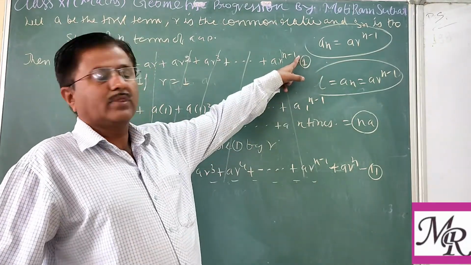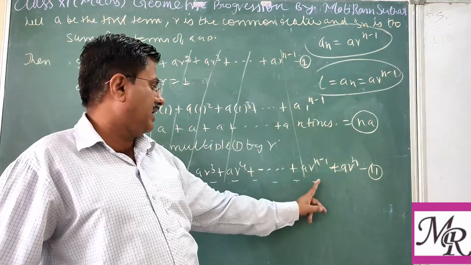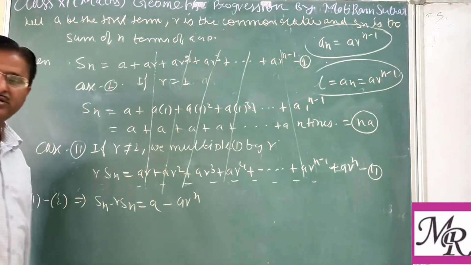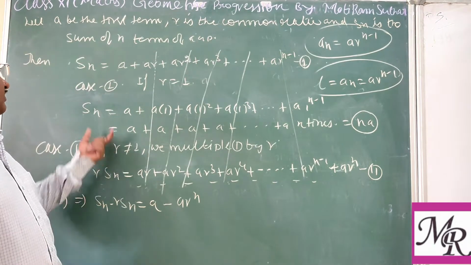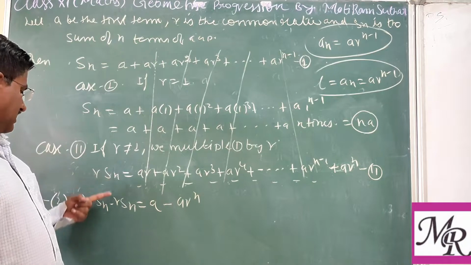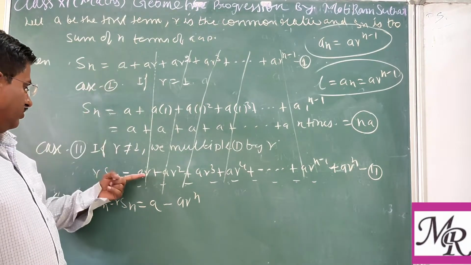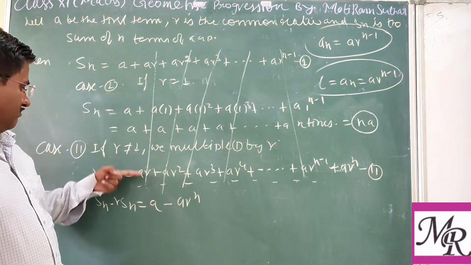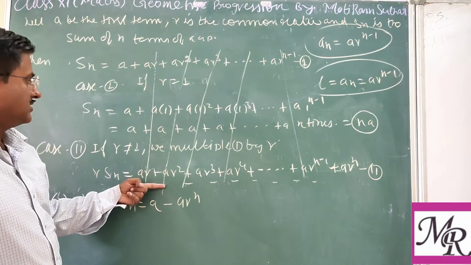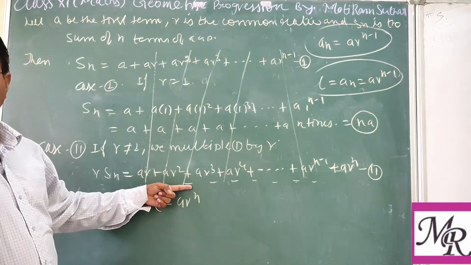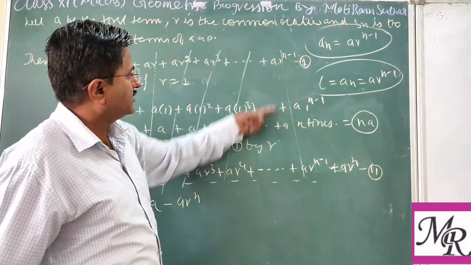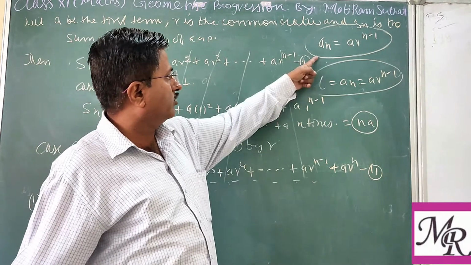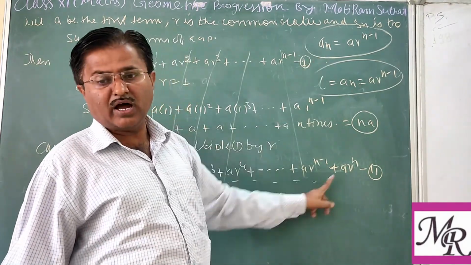There is no term which contains R power n, so minus AR power n. Other all terms are cancelled out. You have to do this very carefully. Sn minus R Sn equals A, as there is no term containing A to subtract from it. Other all, AR minus AR cancel, AR square minus AR square cancel, AR cube minus AR cube cancel, and alternately cancel up to AR power n minus 1. There is no other term, so the last term is minus AR power n.